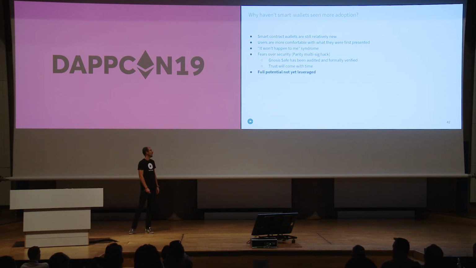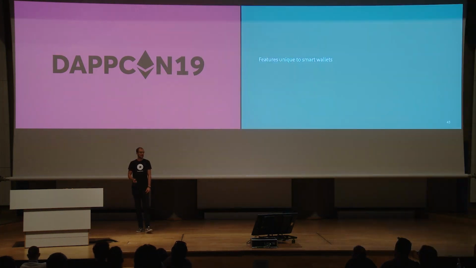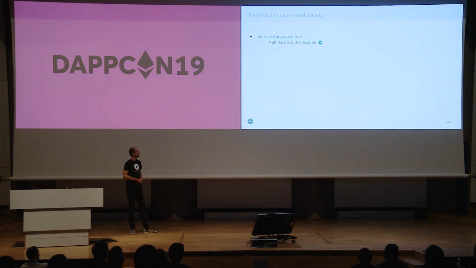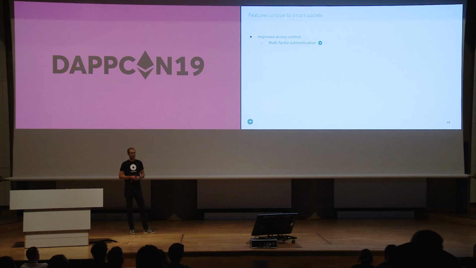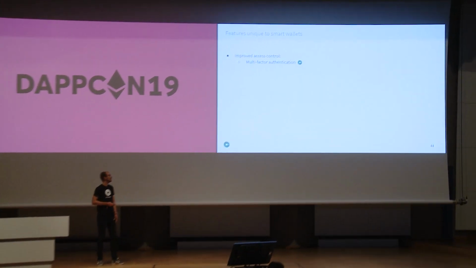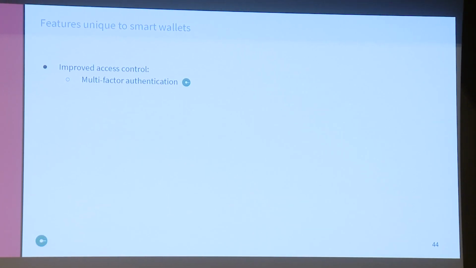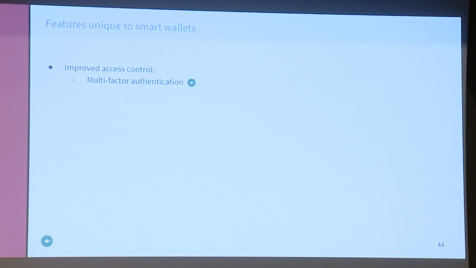Most importantly though, the full potential of smart contract wallets has not been leveraged yet. What does that mean? Essentially, there are some features unique to smart contract wallets that just cannot be replicated one-to-one with regular, single private key-based wallets. First, there's improved access control. The first example is the multi-factor authentication that I've been explaining earlier in this presentation. The Gnosis Safe does support that.